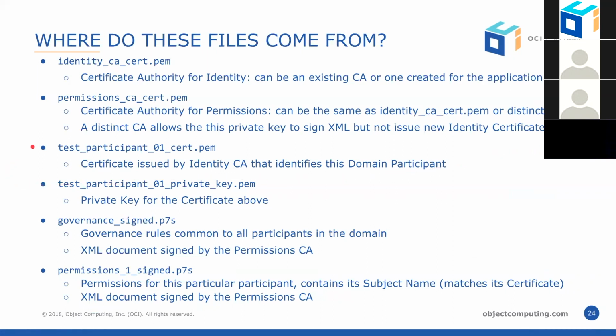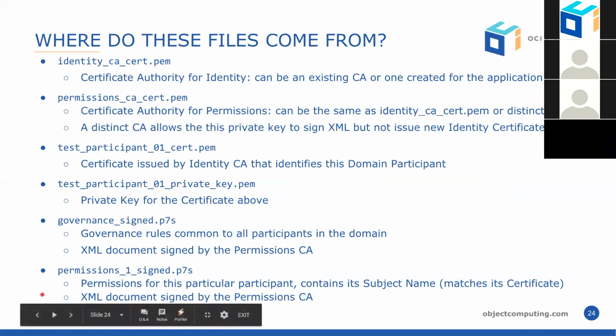The next group defines the particular participant that this application will be. So this is essentially the identity principal in the security model. This participant was issued a certificate for its identity. And in this case, it's just called test participant 01 cert.pem. This was issued by the identity CA. Then there's the private key. So because we are authorized to act as the security principal, we have the private key for this certificate.